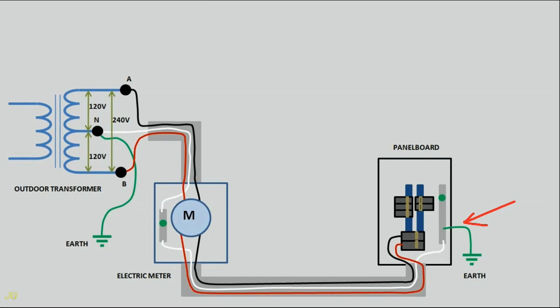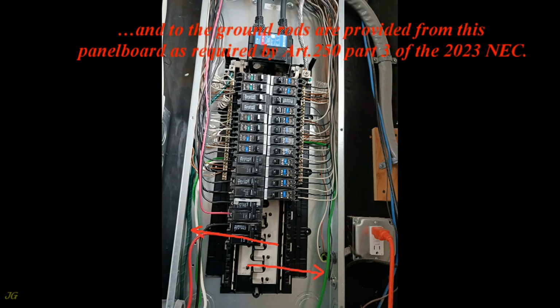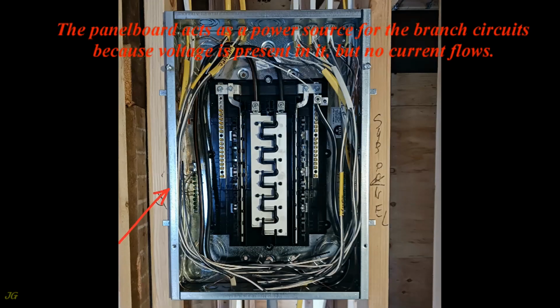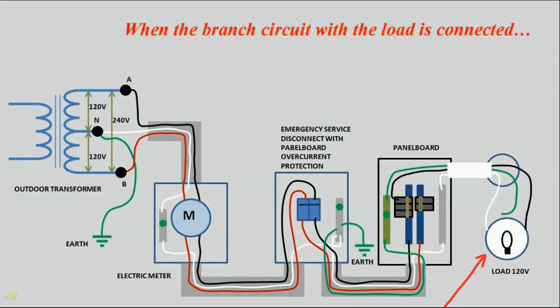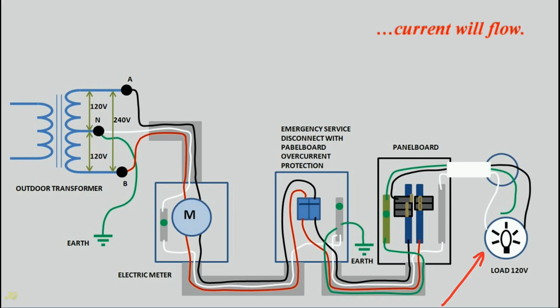Also, bonding to the water meter and to the ground rods are provided from this panel board as required by Article 250 Part 3 of the 2023 NEC. The panel board acts as a power source for the branch circuits because voltage is present in it but no current flows. Voltage is present on the hot busbars of the panel board. When the branch circuit with the load is connected and the current path is closed, current will flow.